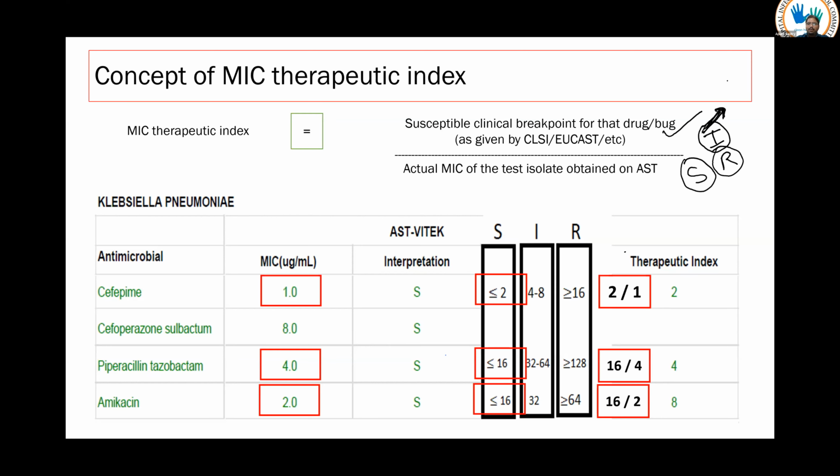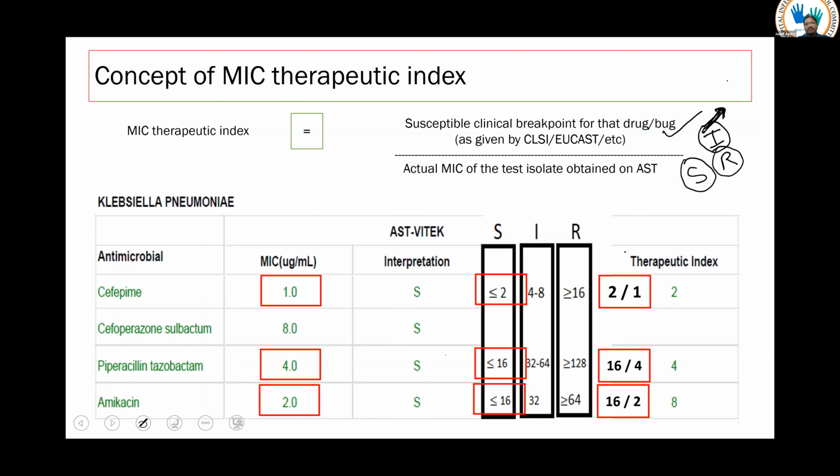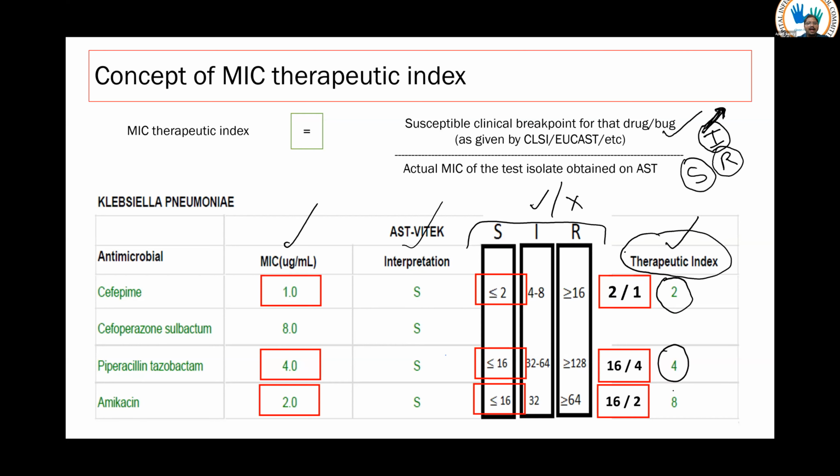So we should calculate it, and our report should also display it. The therapeutic index should be included in the report. You can include the breakpoints or skip them, that is our option. But the MIC values, the interpretation, and the therapeutic index must be included in the report. And the clinicians should be taught that a higher therapeutic index value means the drug is comparatively expected to be more efficacious, applying certain rules, which we are going to discuss now.